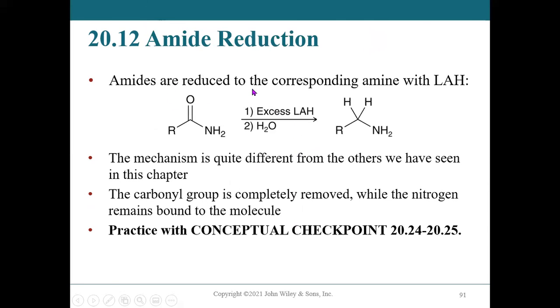Amide are reduced to the corresponding amine with LAH. So we reduce this carbonyl carbon to the CH2. The mechanism is quite different from the others we have seen in this chapter. The carbonyl group is completely removed while the nitrogen remains bonded to the molecule.